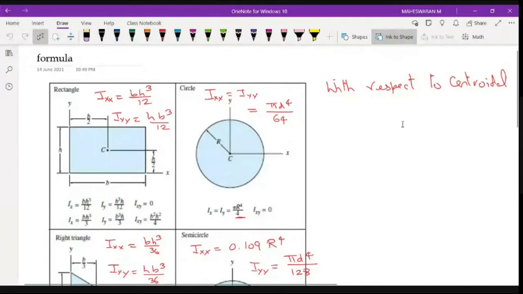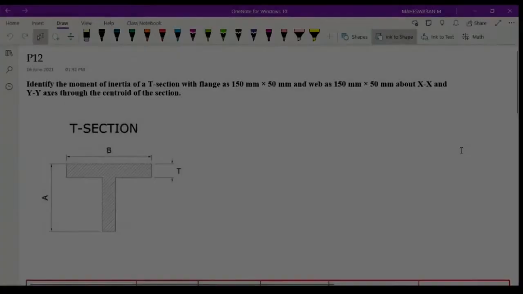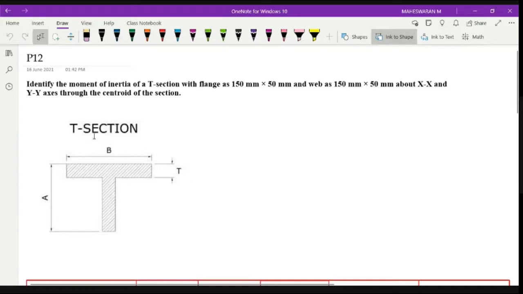Now we will use these formulas to identify the centroid for a composite type of problem. Whenever you get a composite section, let us identify it based on a tabulation method. Here, in the question, they have not mentioned anything about the figure. The figure is not given, so we have to draw the diagram based on the question.